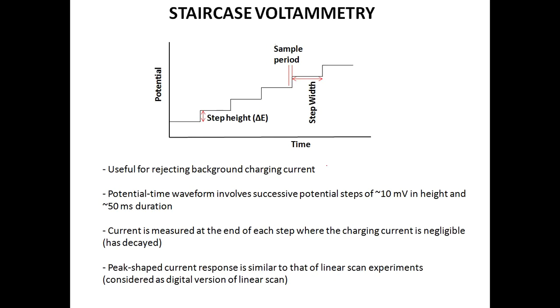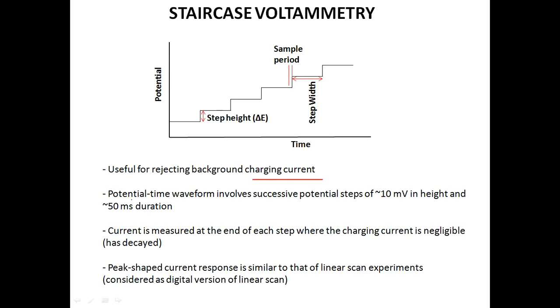The other type of pulse polarography we have is staircase voltammetry. It is called a staircase because of the potential wave that is applied: the time versus potential plot shows a staircase nature. It has very negligible charging current, the same as in differential pulse polarography. So here also the charging current is very low.